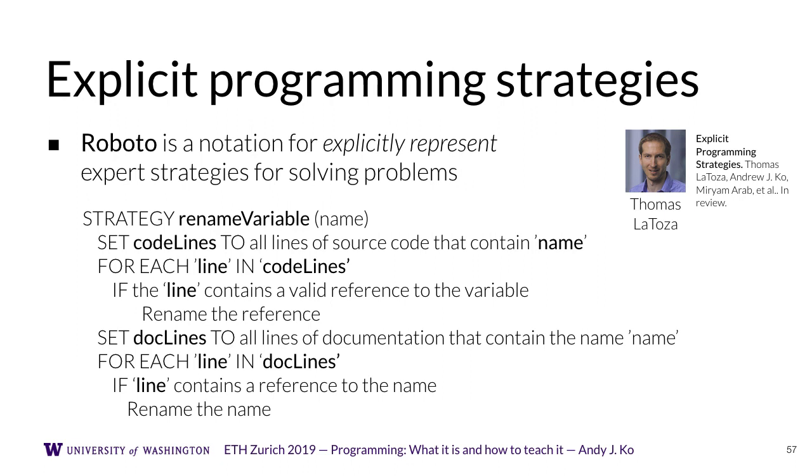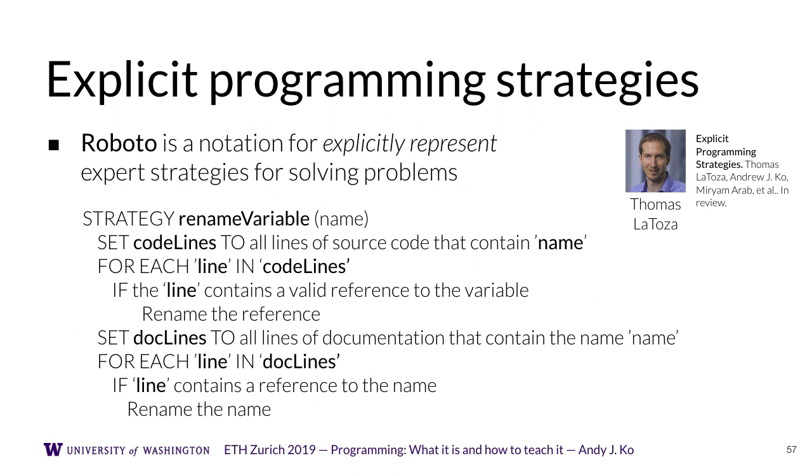This is work that I've been doing with my collaborator Thomas LaToza at George Mason University. So here's an example of a Roboto strategy. This is a program that a human executes, not a computer. And this particular strategy is for renaming a variable. So given some name in a program, the first step is to set this variable code lines to all of the lines in the source code that contain the word name. And for every one of those lines, if the line contains a valid reference, rename it.